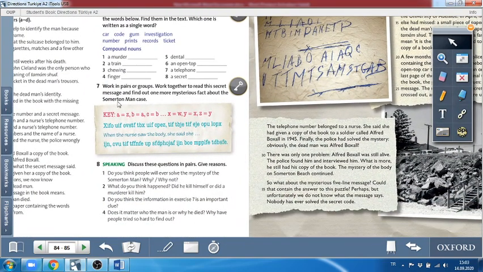And we are now on part 7. Work in pairs or groups. Work together to read this secret message and find out one more mysterious fact about the Somerton man case. Here are some clues. Can you solve the message? One letter actually means the previous letter. A means B, B means C. You can stop the video and solve the code.